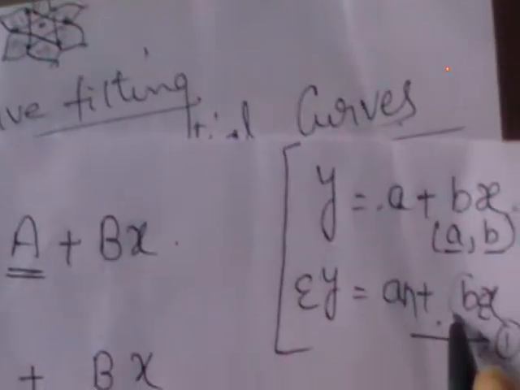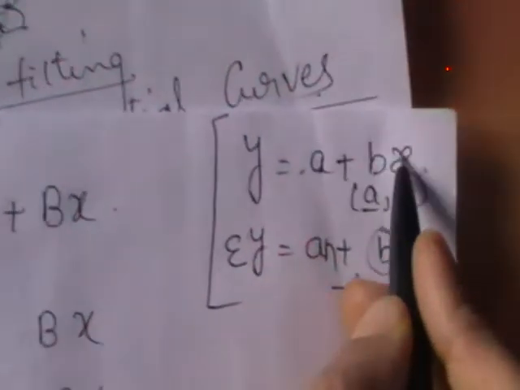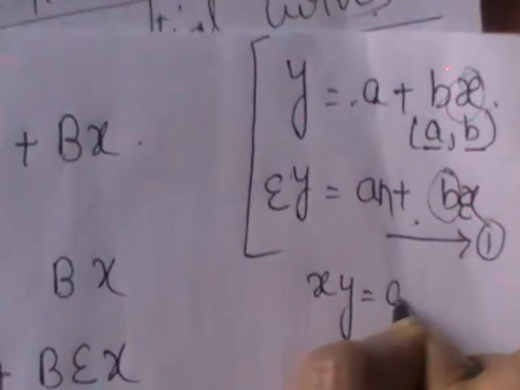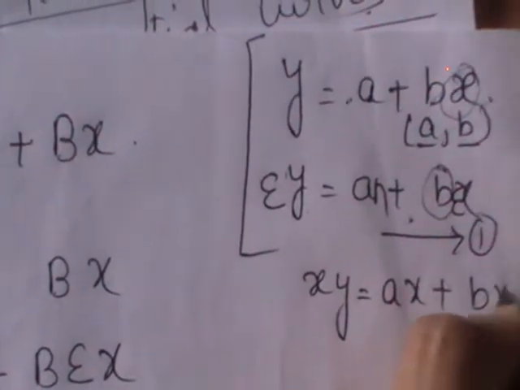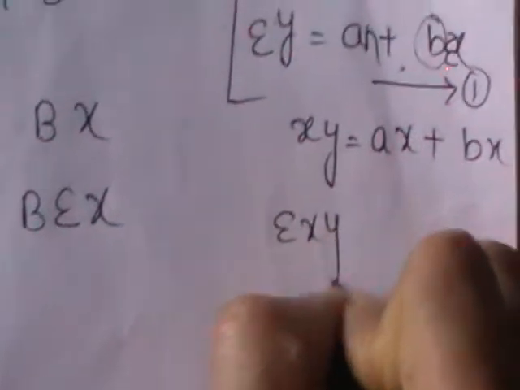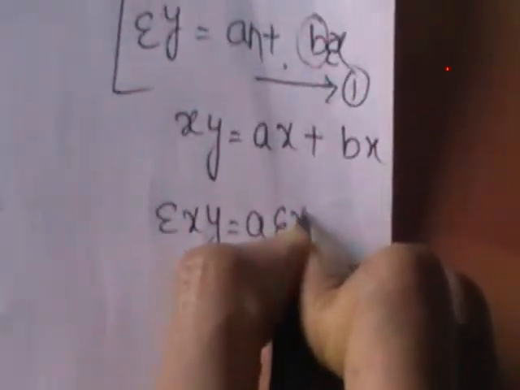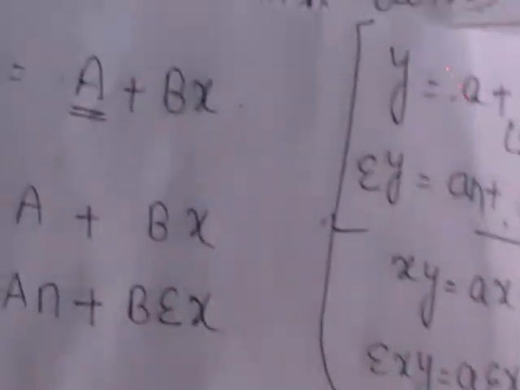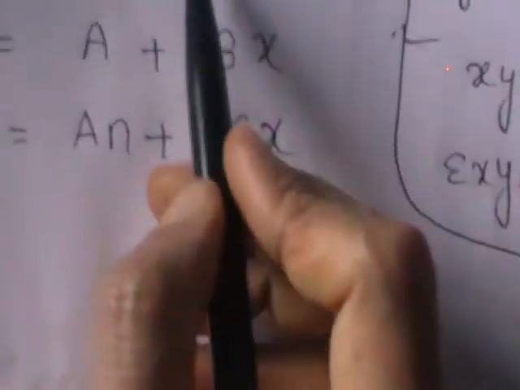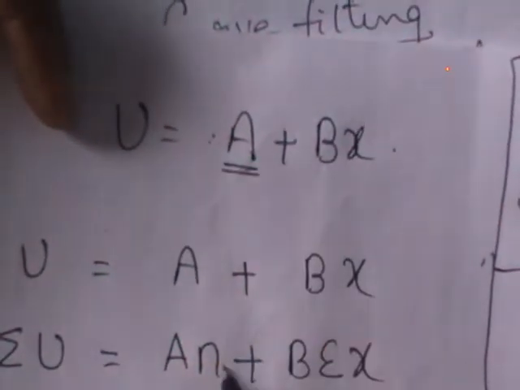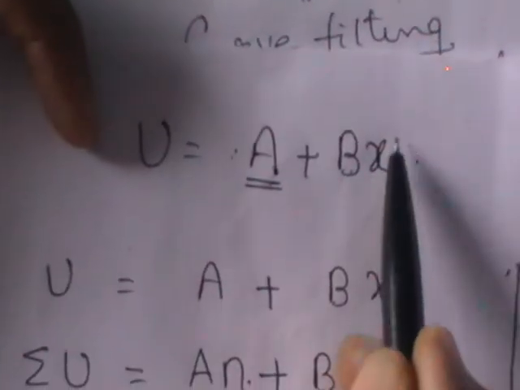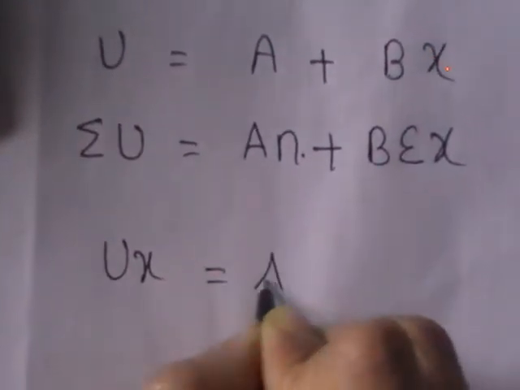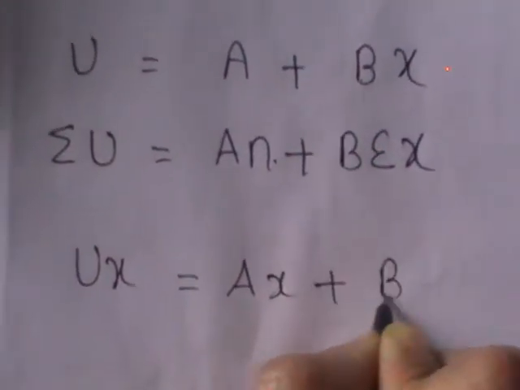Similarly, how do you write the normal equation for b? What is the coefficient of b here? X. So we multiply both sides with x on a x plus b x. Then you take summation: sigma xy is equal to a sigma x plus b sigma x square. This is the way of writing normal equations for a straight line. So you got a normal equation with respect to a. How do you get it with respect to b? B's coefficient is x, so you multiply with that: ux is equal to ax plus bx square.